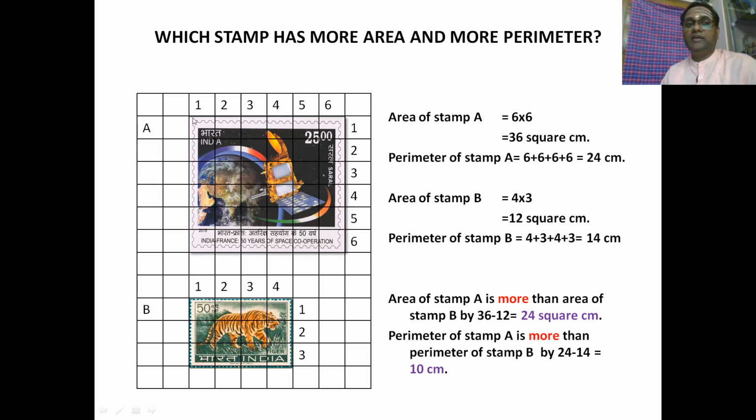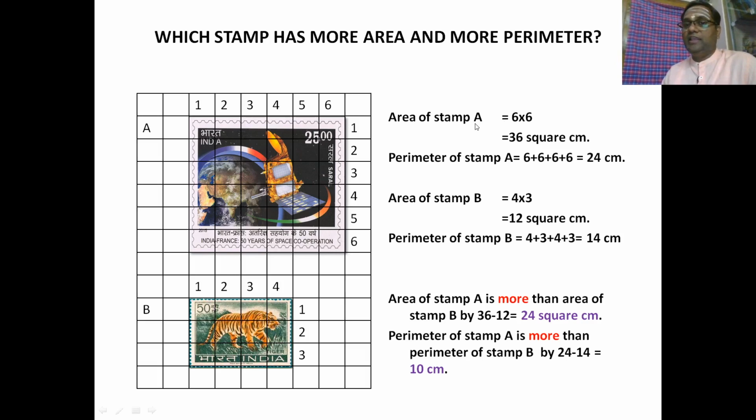Now finding the perimeter, the length of the sides here is 6. 6 plus 6 is 12, 12 plus 6 is 18, 18 plus 6 makes 24. So 6 plus 6 plus 6 plus 6 making 24 centimeter. So the perimeter of stamp A is 24 centimeter. Coming to the perimeter of stamp B, it will be 4 plus 3 plus 4 plus 3. So 7, and double of 7 is 14 centimeter.